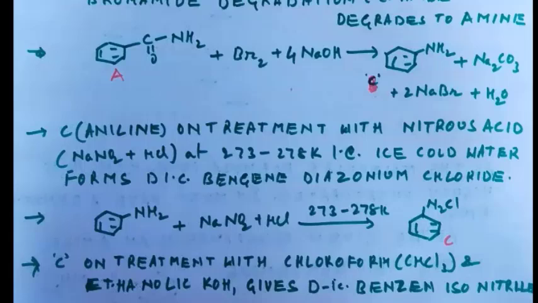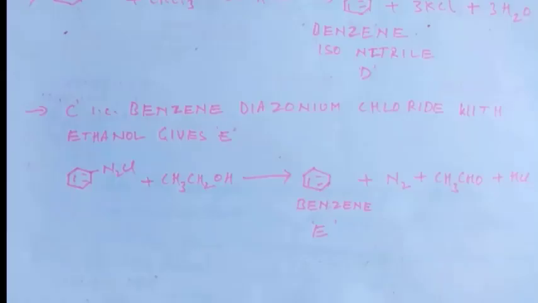C, that is benzene diazonium chloride, on treatment with chloroform and ethanolic potassium hydroxide, that is alcoholic KOH, gives benzene isonitrile. This reaction is also called the carbylamine reaction, and this reaction is used to distinguish primary amines like aniline from secondary and tertiary amines. C, that is benzene diazonium chloride, on treatment with ethanol gives E. So E is benzene. Benzene isonitrile is D.